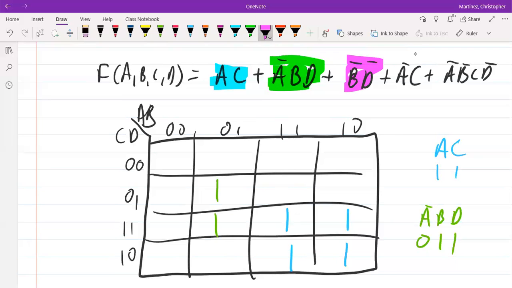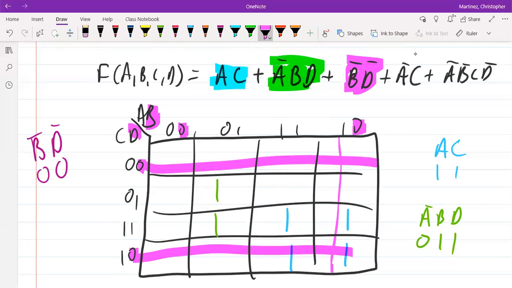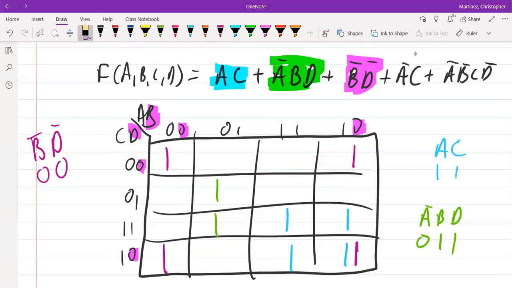Next term is purple. B bar, D bar. Okay, so that's B is a 0, D is a 0. All right, so B is 0, the inner and the outer columns. D is a 0, first and the last. So let's draw that out where they intersect. Okay, so we have the first column, we have 2 1s. Second column, we have a 1. And we already have a 1. We're going to just write another 1 for right now. We'll clean it up later, but we know that's where the purple term is being evaluated.